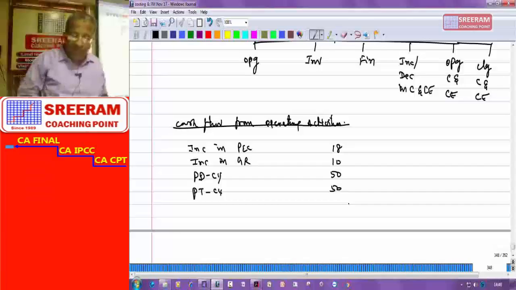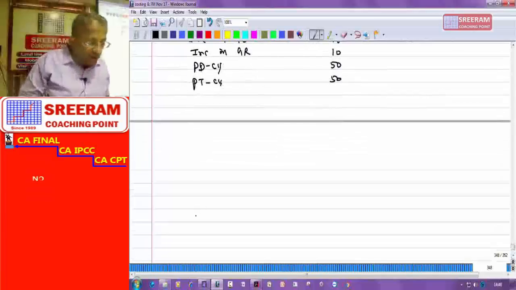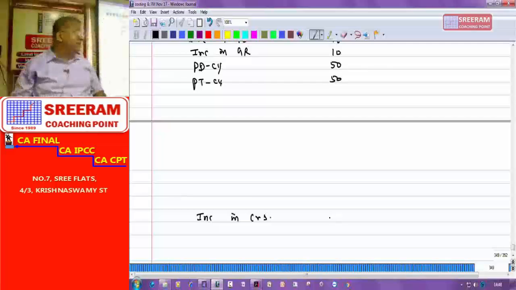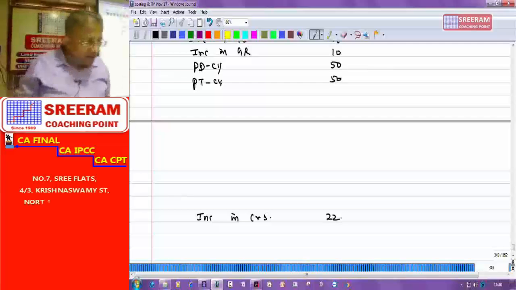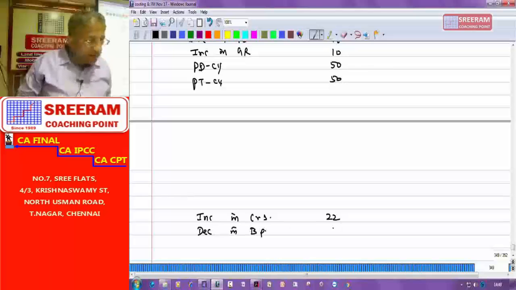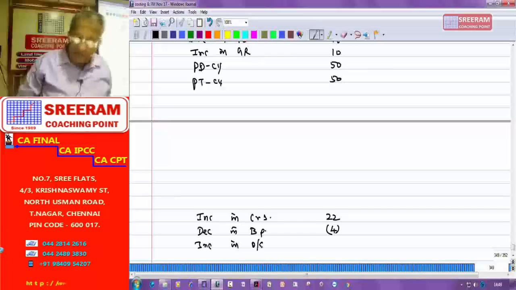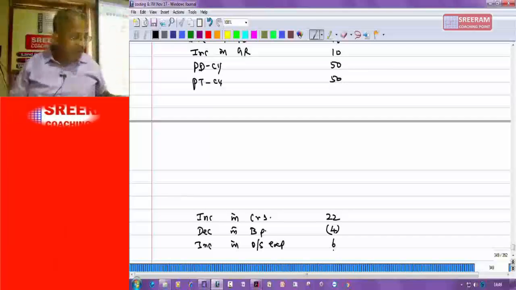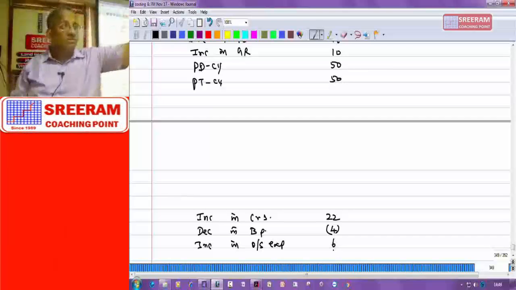So we will just have a space here. Here we will be noting down increase in creditors. How much is the increase in creditors? 22 without brackets because it will result in inflow. Next. Decrease in bills payable. How much? 4 within brackets. Then increase in outstanding expenses. 6 without brackets. Increase will result in inflow. So we have just done a problem like that. So liability side over.